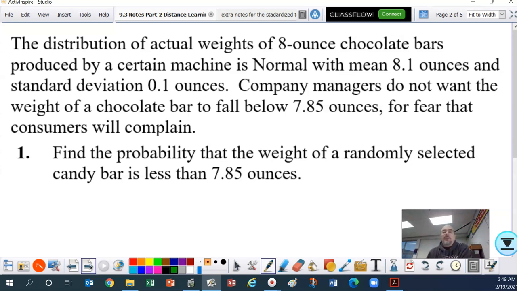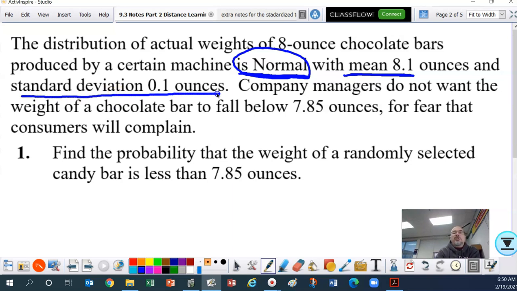So the distribution of actual weights of 8-ounce chocolate bars. I do love chocolate, ladies and gentlemen. All right? 8-ounce chocolate bars produced by a certain machine is normal with mean 8.1 ounces. First of all, this is really important. It's telling us it's normal. That is pretty important. You really got to read these problems carefully and look for key things. It's telling us it's normal. The mean is 8.1 ounces and the standard deviation is 0.1 ounces.